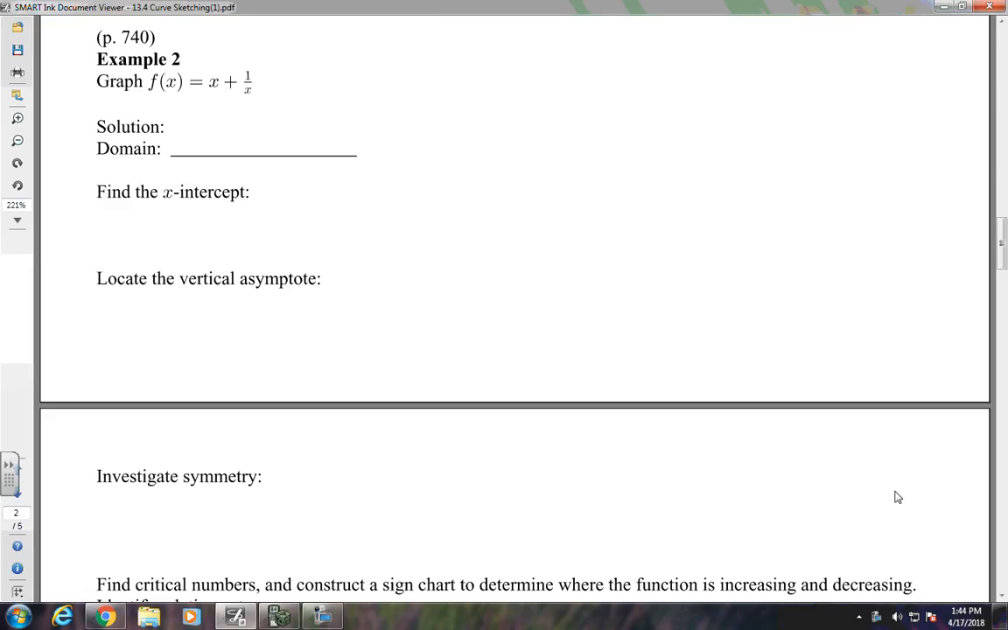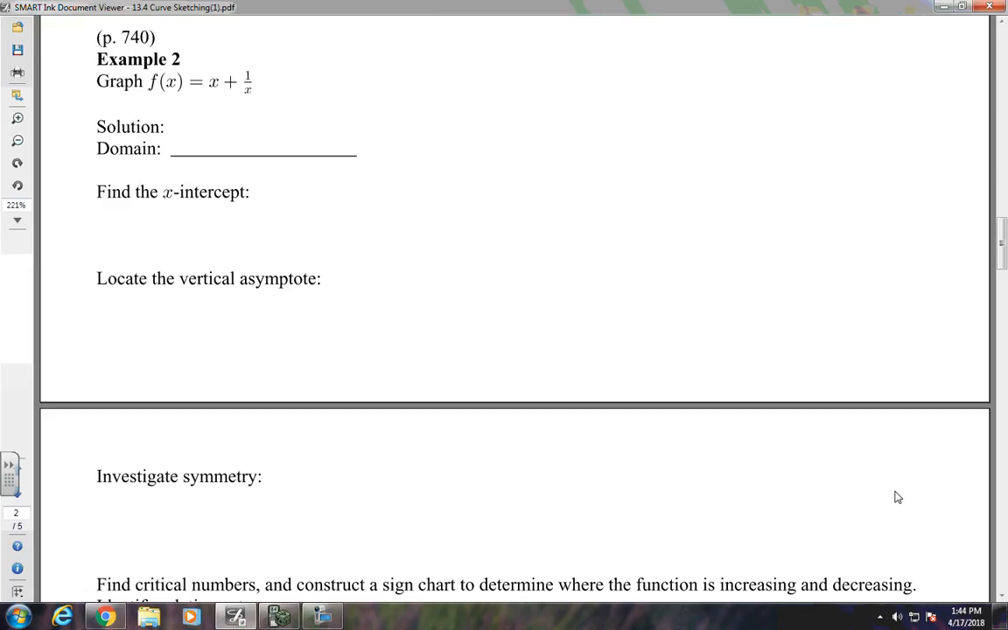Example 2, graph the function f of x equals x plus 1 over x. Keep in mind, we don't want just the sketch of a graph. We want a lot of details. Where is the function increasing and decreasing? Where is it concave up, concave down? So again, we want very specific details to construct an accurate graph.